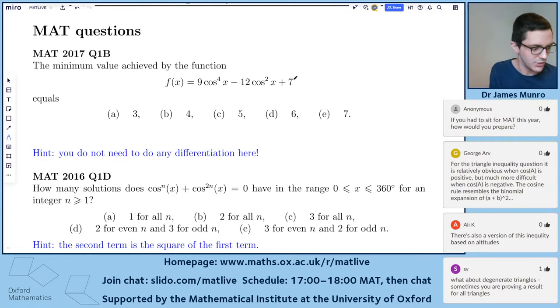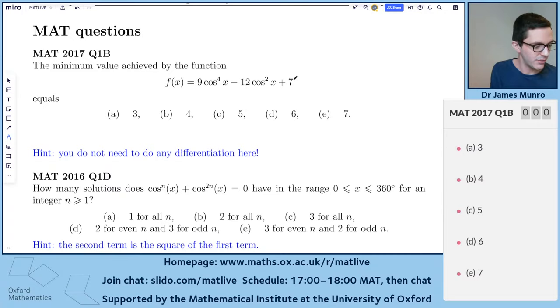In the actual MAT, it'd be worth 4 marks. 4 marks for getting the right answer, no marks for getting the wrong answer. So choose wisely. I've switched on a poll for people to vote for what they want. No penalties for being wrong, no prizes for being right. Last week, chat was incredibly good at all of the MAT questions. So I'm going to try and find a question that chat's less good at. I'm going to try and find a more controversial one at some point.